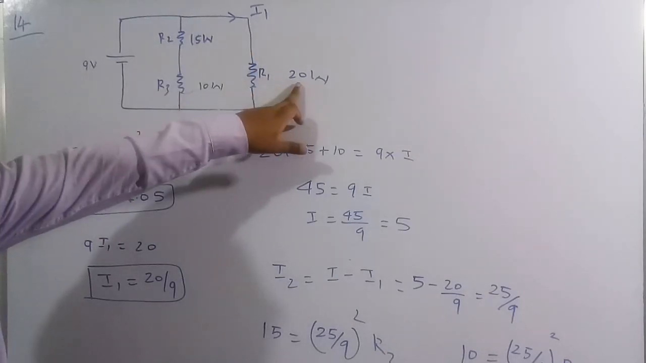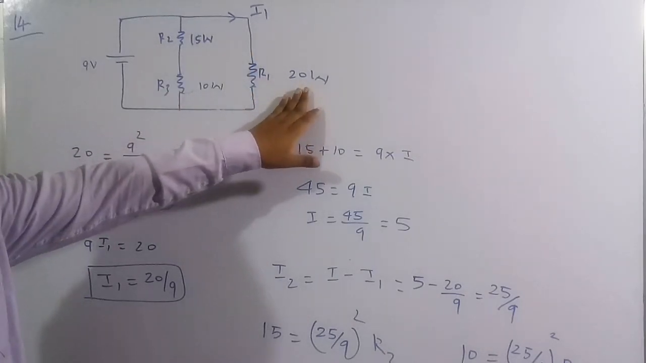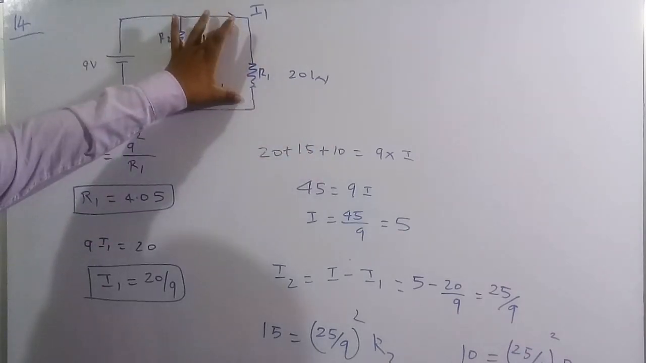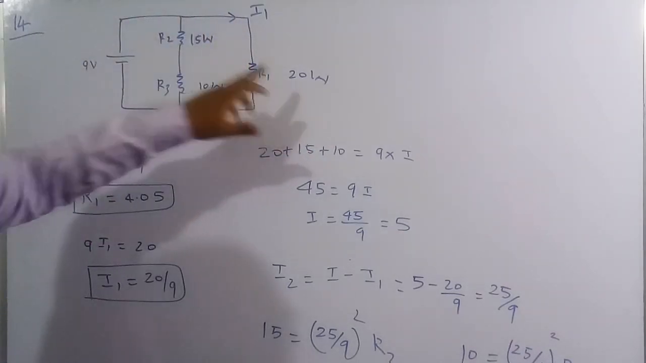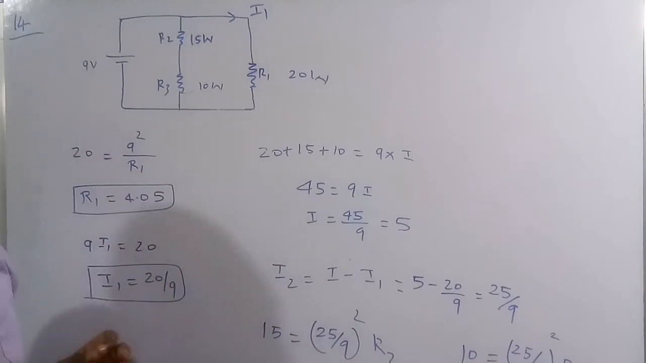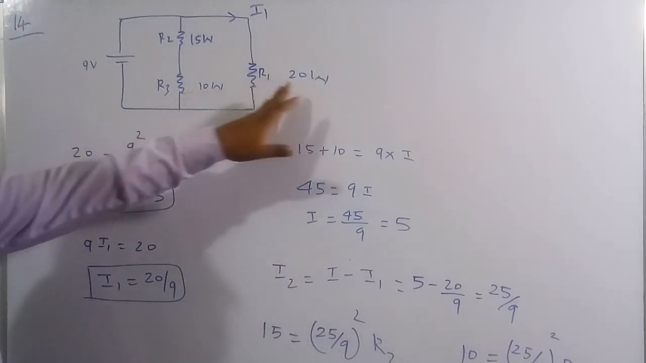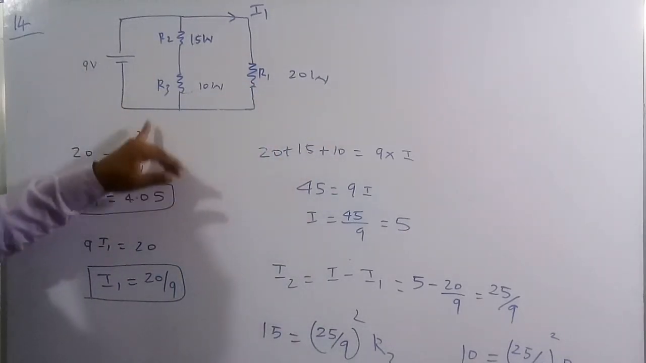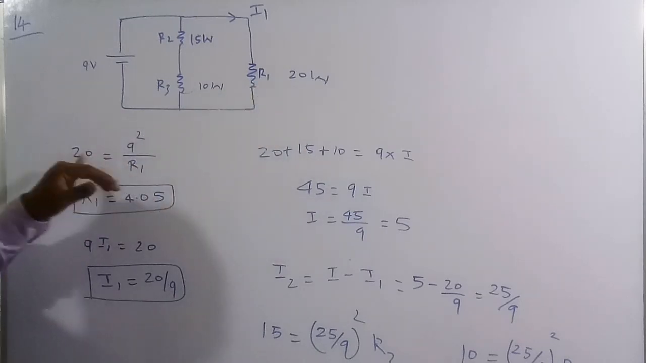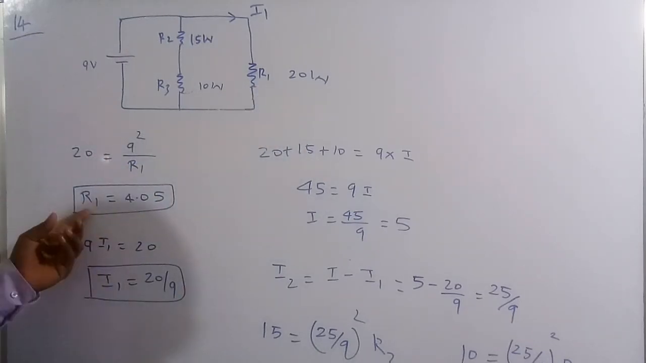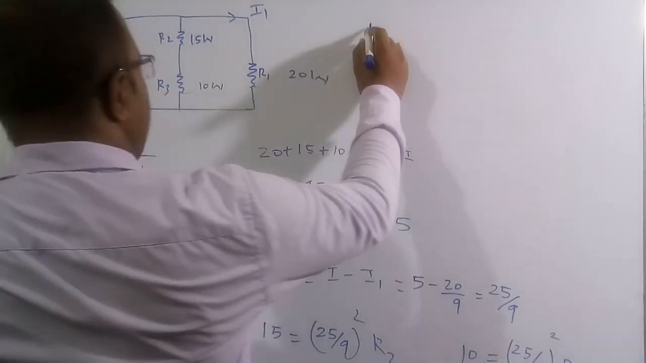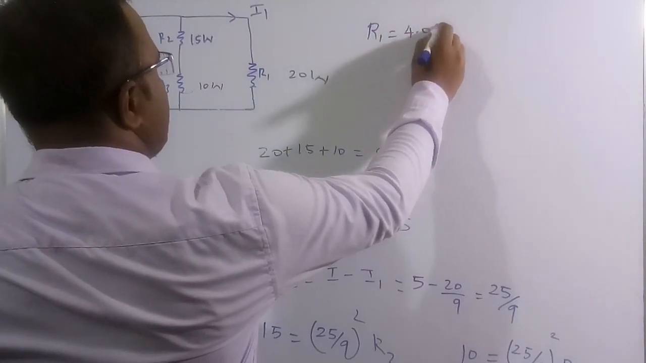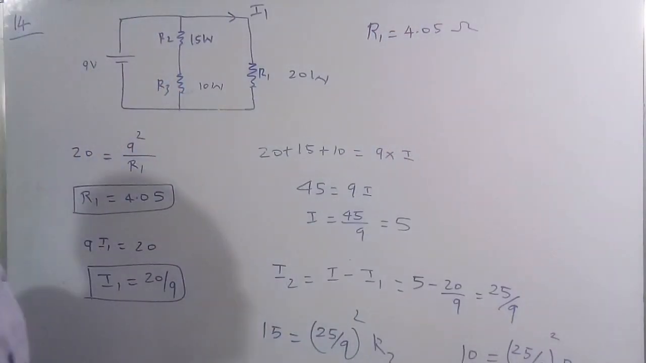So I know the value of the power. This resistor is going to have a power of 20 watt, and the voltage across this resistor or bulb is 9 volt. So therefore P is equal to V square by R. So P is 20 watt, V square is 9 whole square, divided by the resistor R1. So only one equation with only one unknown. Therefore R1 is equal to 4.05. So 4.05 ohm is the value of the resistor R1.